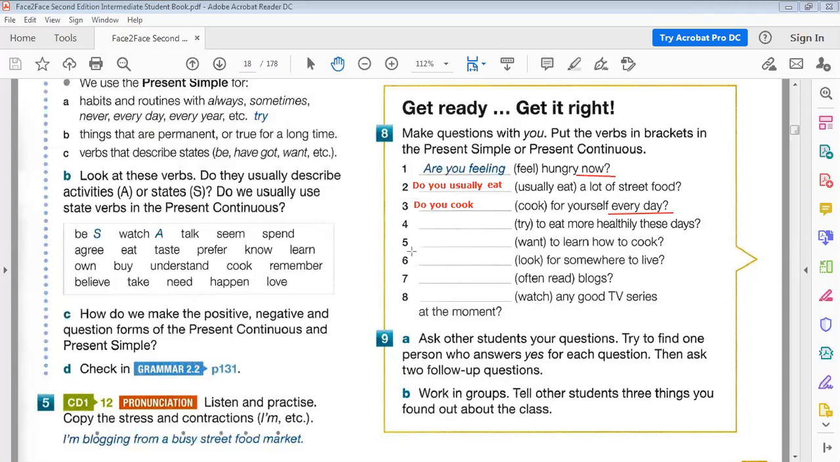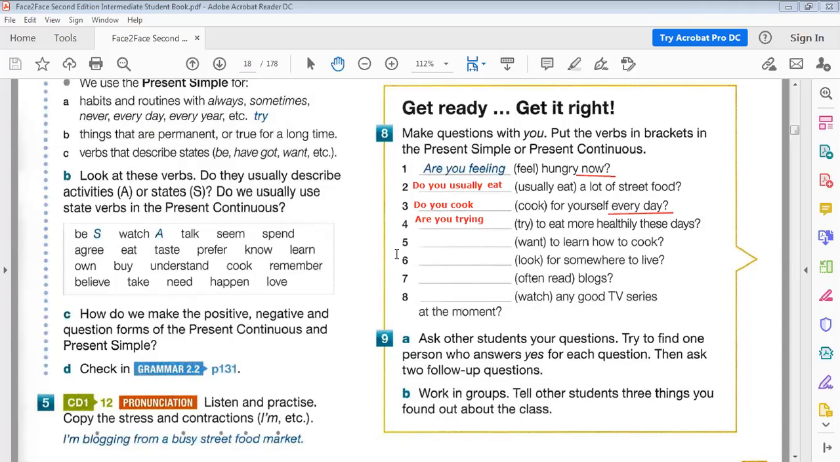Okay, Malak, your turn, number 4. Are you trying to eat more healthy these days? Okay, let's write this. Are you trying? And here we have "are you." What do you think of this answer, everyone? Do you think this is correct? Yes, correct.